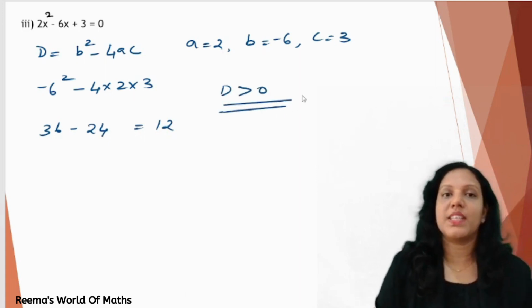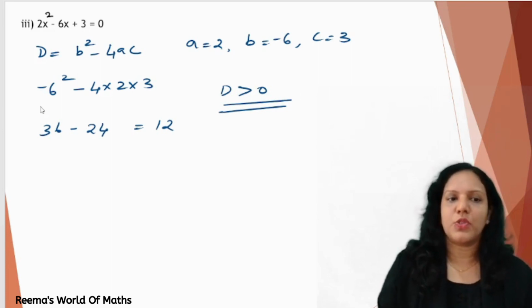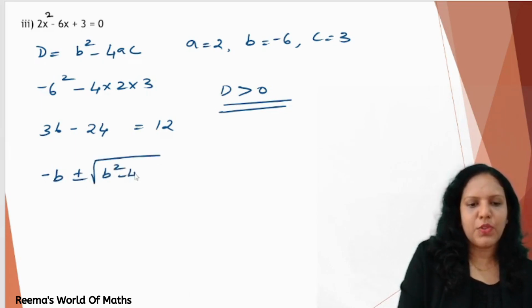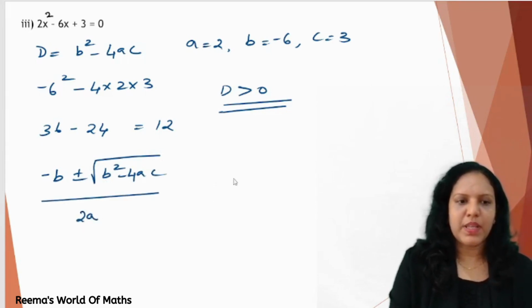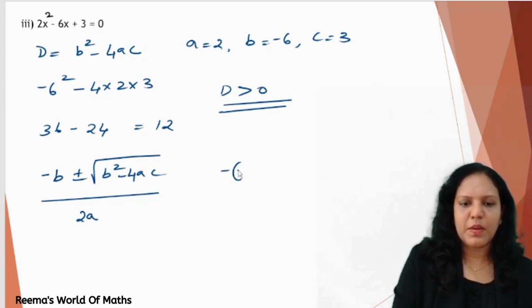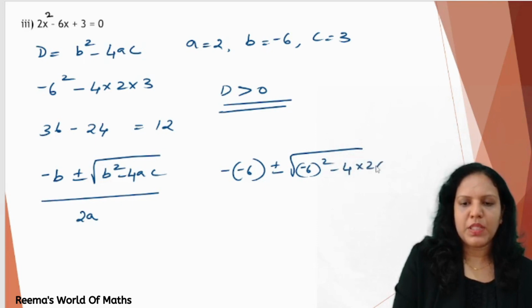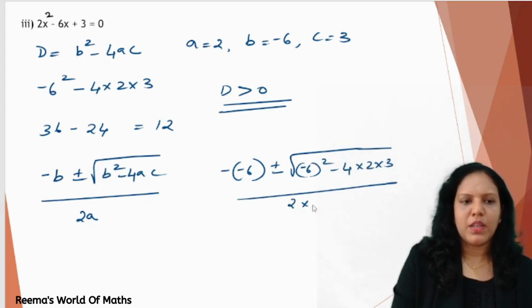D is greater than 0, so it will have two distinct real roots. The quadratic formula is minus b plus or minus the square root of b squared minus 4ac, divided by 2a. Correct? So let's replace minus b, which is minus 6. So minus 6 plus or minus the square root of b squared, which is again minus 6 squared, minus 4 multiplied by 2 multiplied by 3, divided by 2 multiplied by 2.